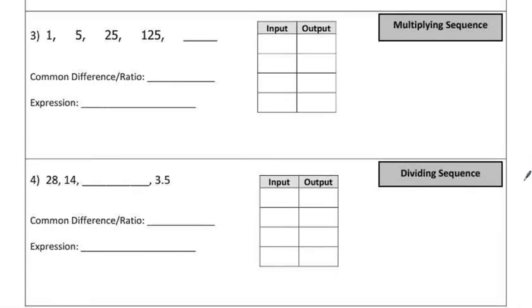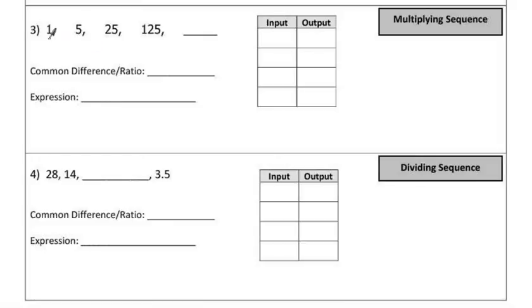The next example is a multiplying sequence. So you can see that my numbers are getting bigger. They're getting bigger very quickly, from 1 to 125 in only 4 terms. So it's multiplying, and our input is 1 with the output of 5. Then 5 moves to here. I input 5, the output should be 25. Then 25 moves, becomes the new input, and the output is 125.